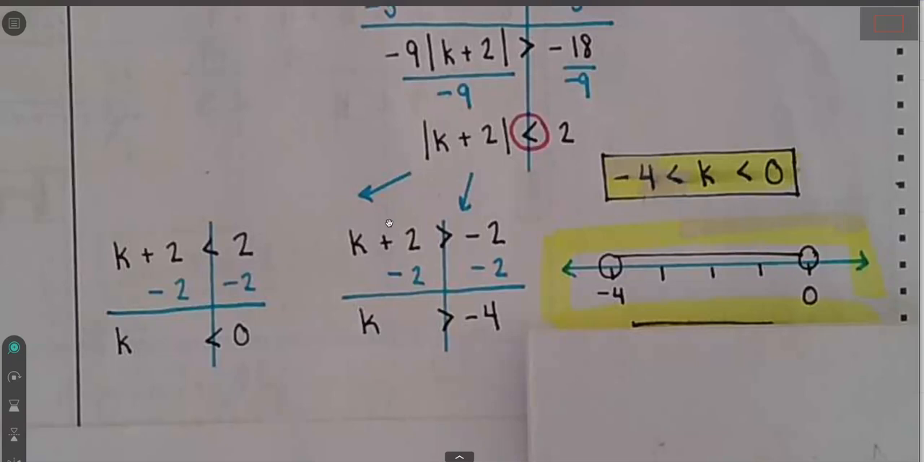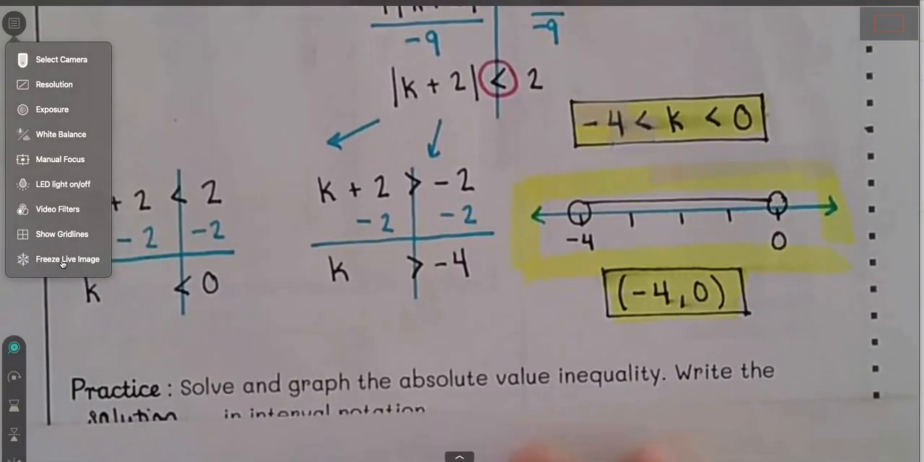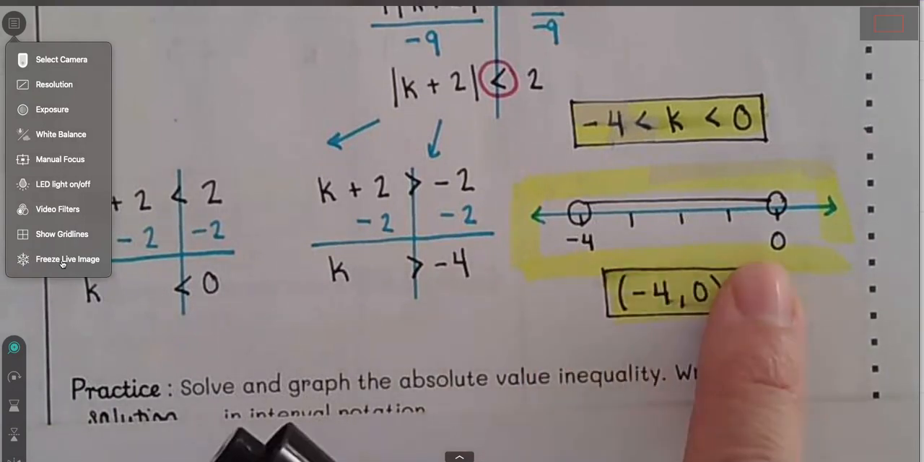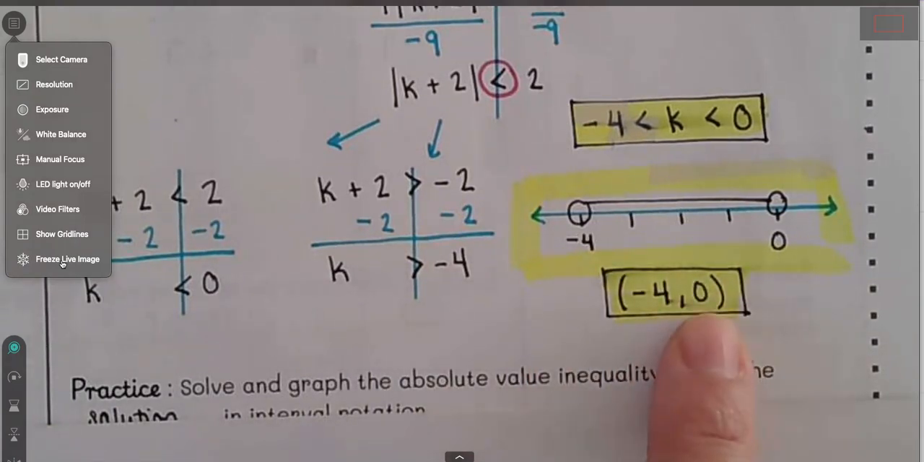You guys have an answer? No? Sorry. Let's go over it. Okay, so it's just the space from -4 to 0, so that's all you have.